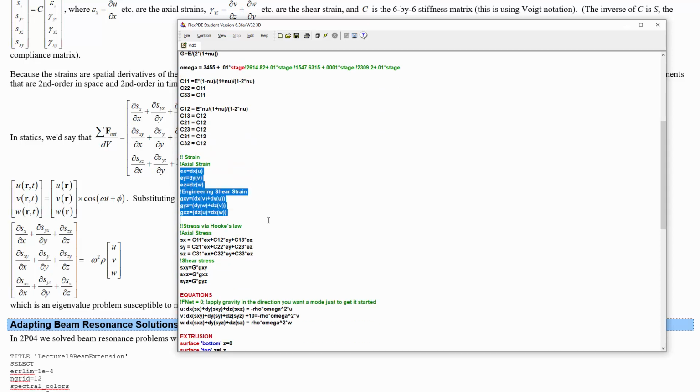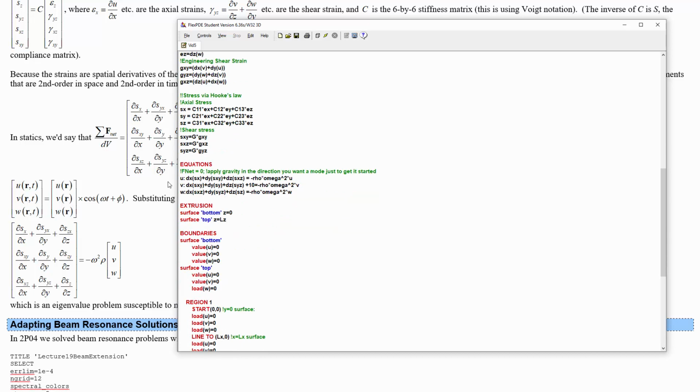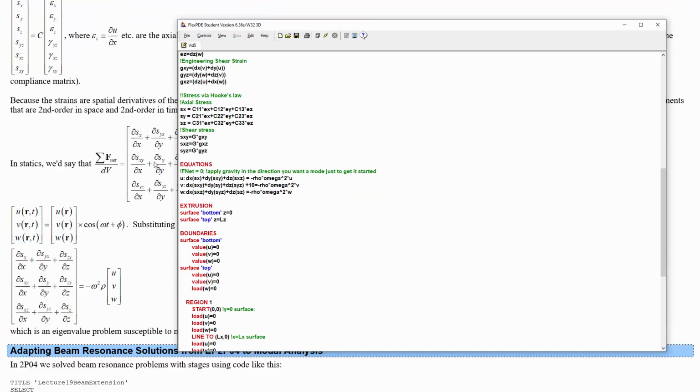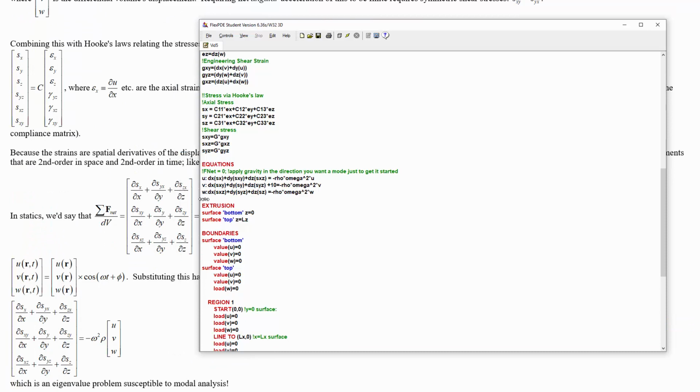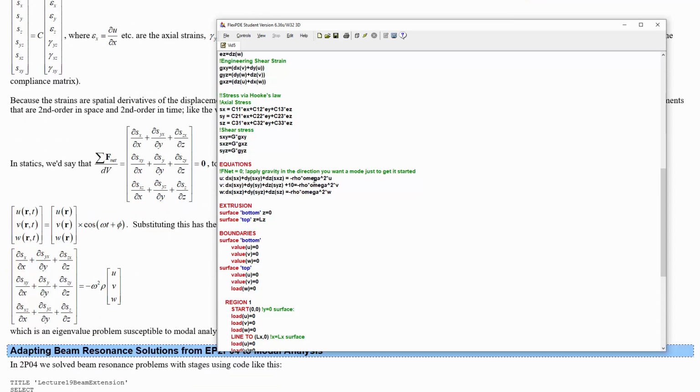This is valid for an isotropic material, at least locally. We've got then the definitions of strain in terms of displacement, and then the Hooke's law stuff, the definition of stresses in terms of these strains. This is multiplying by the stiffness matrix components here. And finally, that allowed us to write out the differential equation that we see here. The derivative in the x direction of Sx plus the y derivative of Sxy plus the z derivative of Sxz is equal to negative rho times omega squared u.